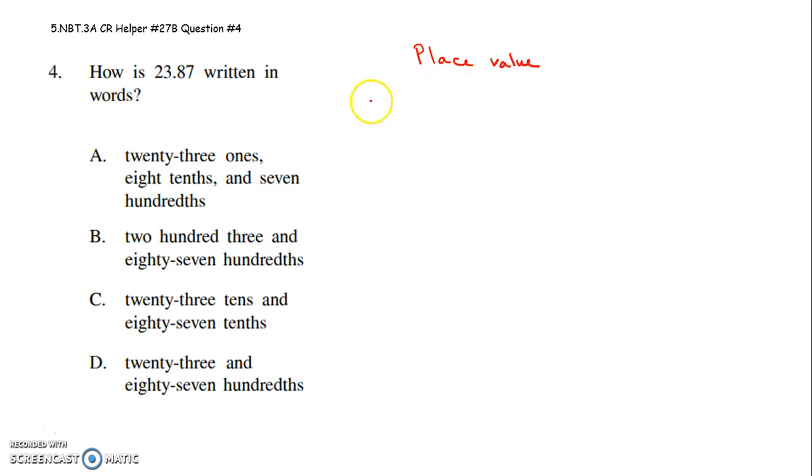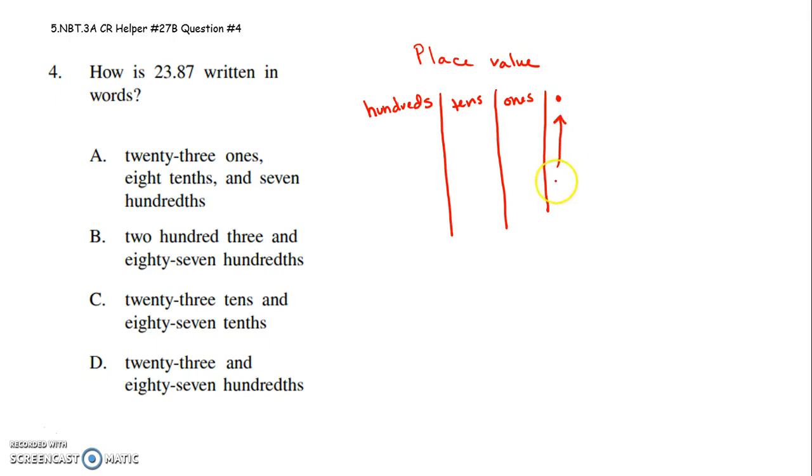I'm just going to start over at the hundreds place. I see I'm only in the tens, but you have a hundreds place, then you have a tens, and then a ones. Then you have this decimal point, and the decimal point is always read as the word and. That's how we read our decimal point. Then you have the tenths place, and then you have the hundredths place.